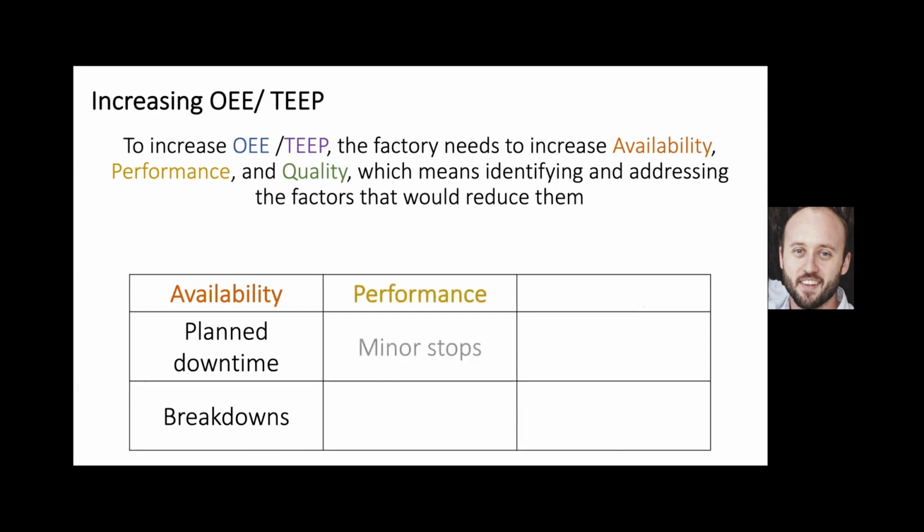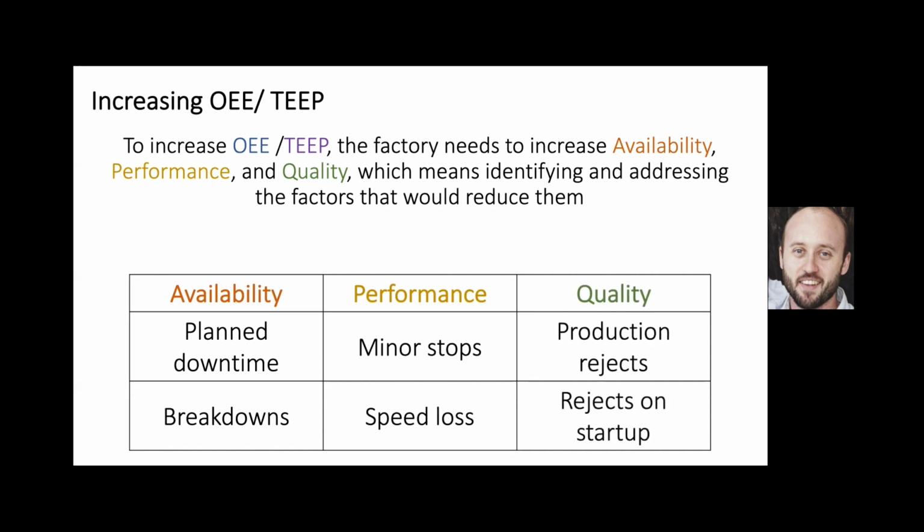So these are unexpected failures, unexpected downtime. When we're looking at performance, like I said, we're talking about speed. So if we have any sort of minor stops or anything that's going to slow us down, that's going to adversely affect performance. So any sort of speed loss, we want to decrease that to improve performance. And then quality, if we do have production rejects or rejects on startup, obviously we want to decrease those to improve quality.